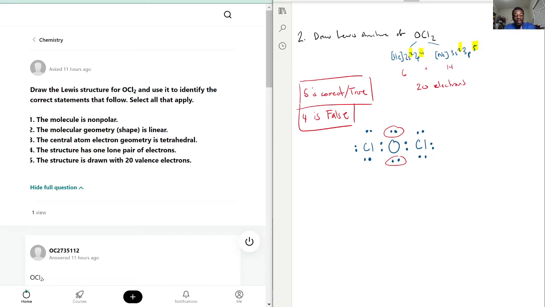Now, to find the electron geometry, in a sense, we need to find its hybridization, and that is based on the things it's currently attached to. And when I say things, I mean either electron pairs or bonds.